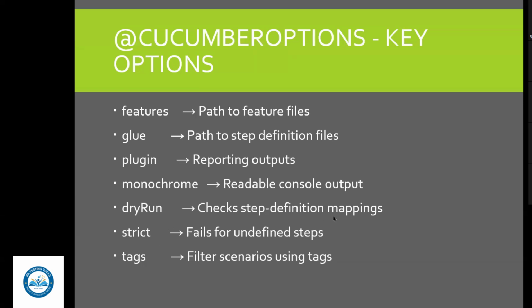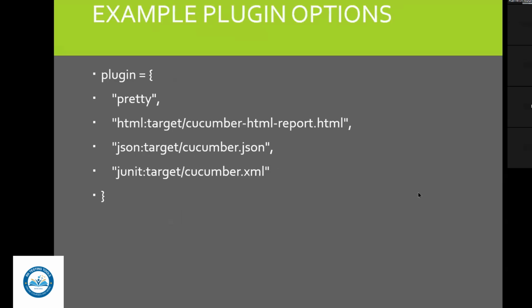So if you mention dry run, then it is going to check whether each feature file step has a step definition or not. And this is strict, which fails for undefined steps. If the strict keyword is there and any undefined steps are there, that means they are not defined, then it will fail. Tags filter the scenarios using different types of tags like smoke and regression. And this is the plugin option for the reporting purpose.